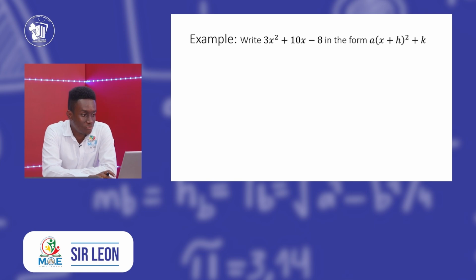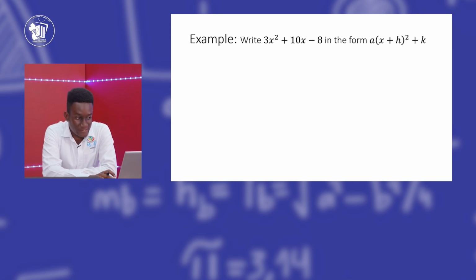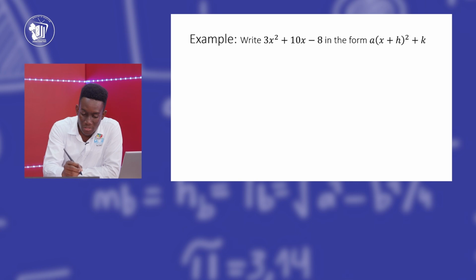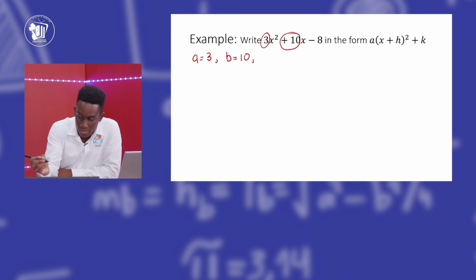So I want to write 3x squared plus 10x minus 8 in the form a open bracket x plus h close bracket squared plus k. So first thing we need to do is identify what is a, b, and c in this quadratic. So from this quadratic, we see a would be equal to 3. B would be equal to 10. And c would be equal to negative 8. So now we have our values for a, b, and c. So now let's get our values for h and k.